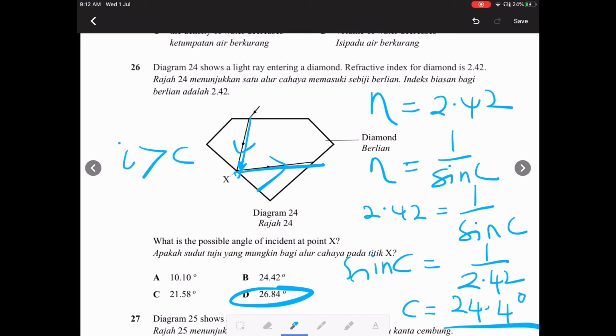C tadi kita dah kira 24.4 degrees. Itu kalau critical angle dia sama, maka dia akan berada atas line merah, atas line ni. Kalau dia melebihi nilai C 24, maka dia akan mengalami pantulan dalam penuh, sama macam diagram 24 tunjukkan. So, nilai I dia mesti lebih besar daripada nilai C. So, number 26, jawapan dia ialah D. Okay.